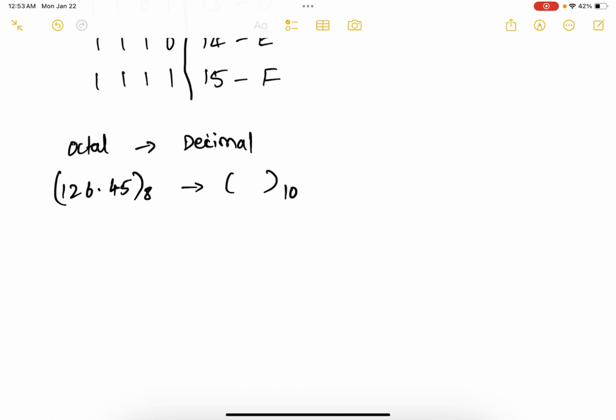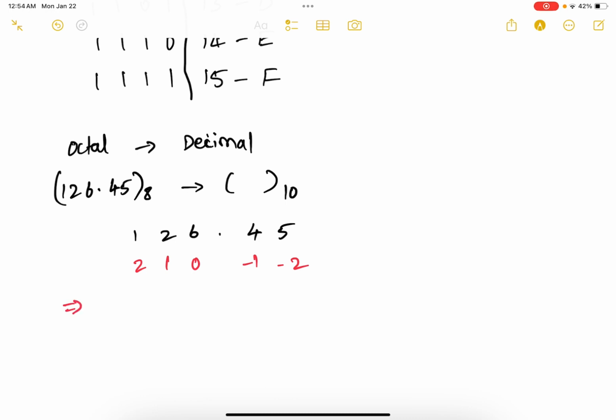So for the non-fractional part, let's take the individual digits, 126.45. Now if you remember, 6 is A0, so I just put the index 0, 2 is A1 and 1 is A2. Similarly 4 is index -1, 5 is index -2.